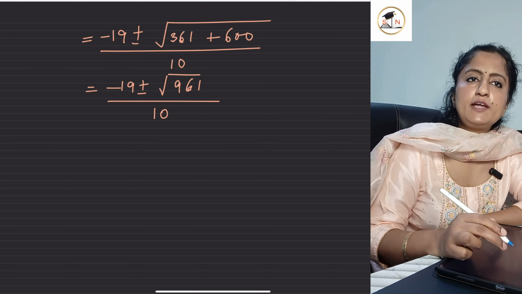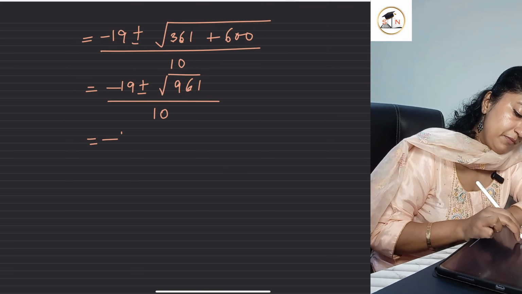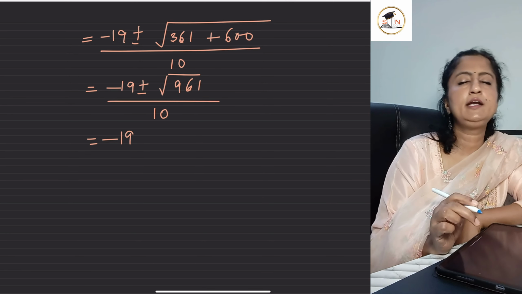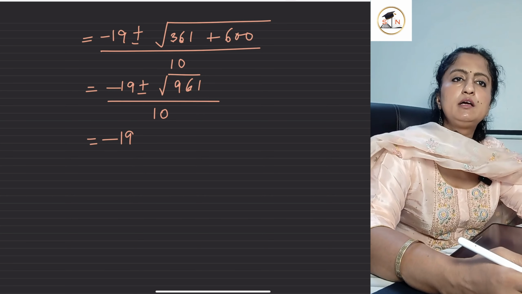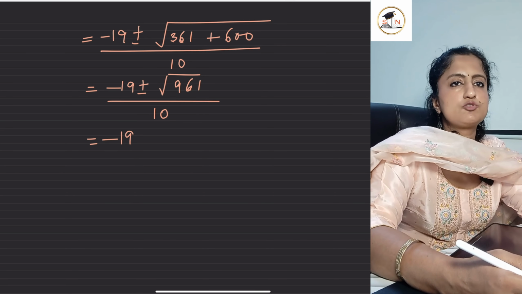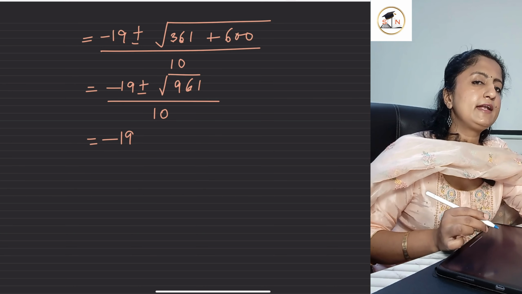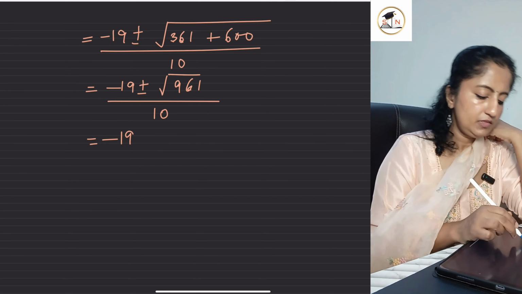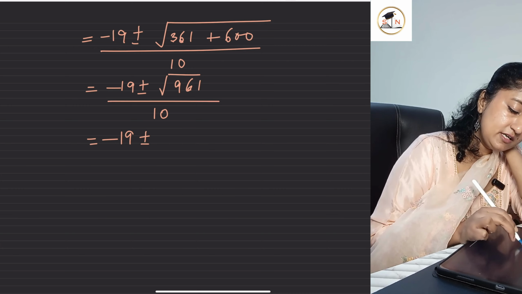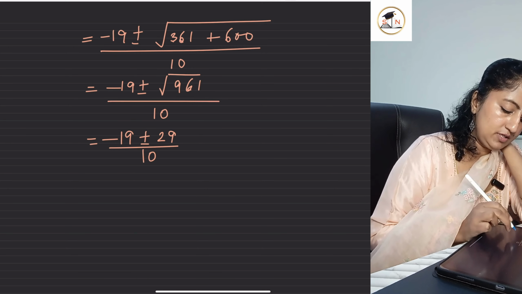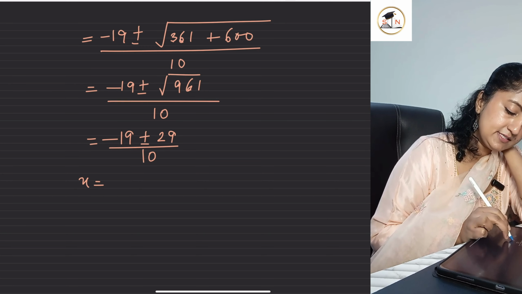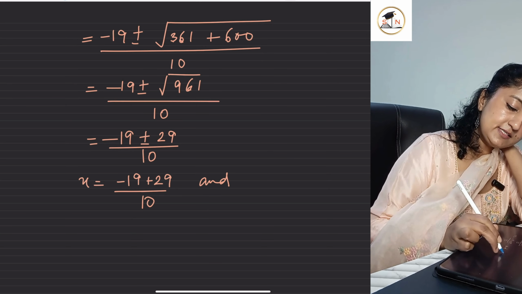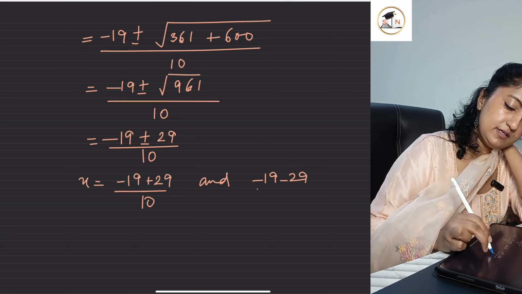Now, what is the square root of 961? You should remember, you should learn the squares up till 30 minimum. Okay, you don't need an explicit effort for that, but try to memorize whenever you encounter such values. That is going to be handy and it will save your time. Square root of 961 is actually 29. Okay, so minus 19 plus minus 29 over 10. Now the last step, x equals minus 19 plus 29 over 10 and minus 19 minus 29 over 10.